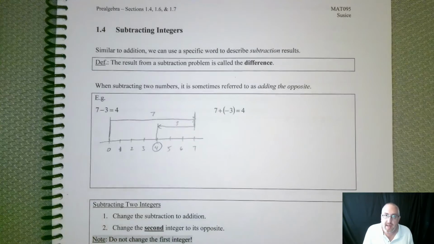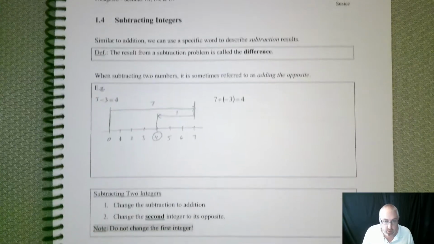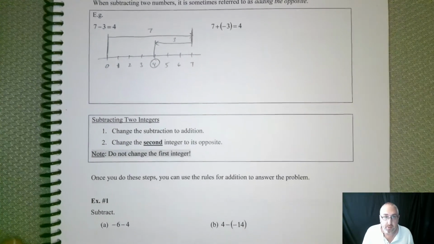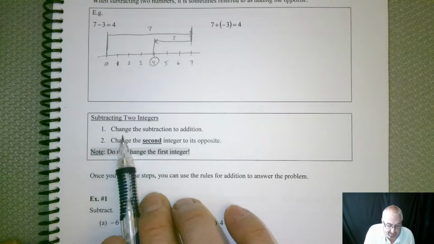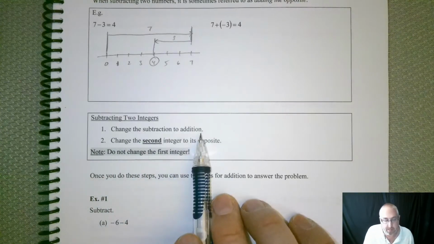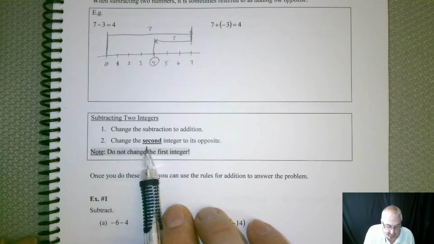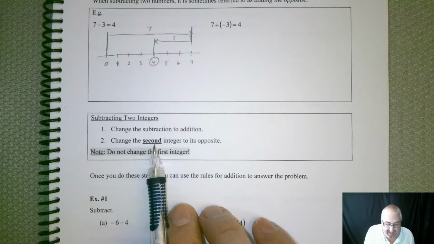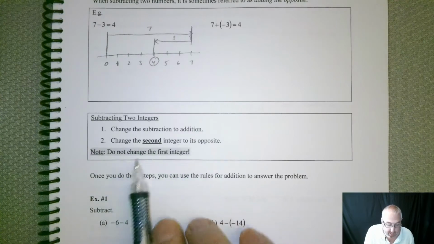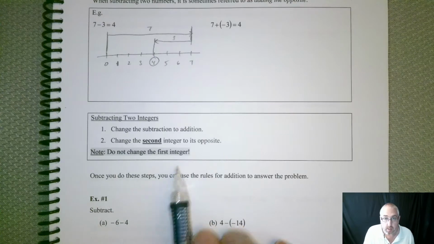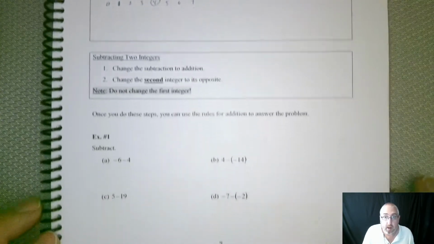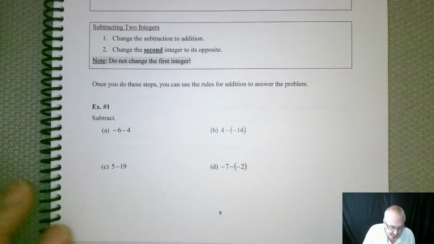So now the question is how do we actually get from the one version of subtraction into the version of addition? Because once it's addition, we can use those rules that we just developed. It's actually a quick 2-step process to change it to addition. The first step is to change the subtraction to addition. All right, that's pretty quick. The second step is the more important one. We have to change the second integer to its opposite. Do not change the first integer. So let's try it out on a few examples and see what we get.